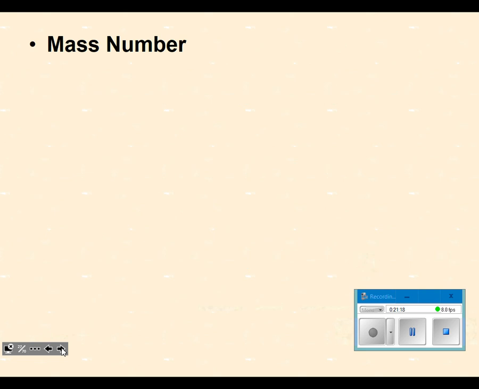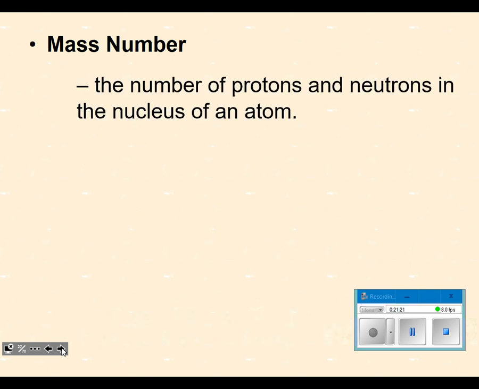All right, mass number. This is a new square. The mass number is the number of protons and the number of neutrons in the nucleus added together. So mass number would be protons plus neutrons.